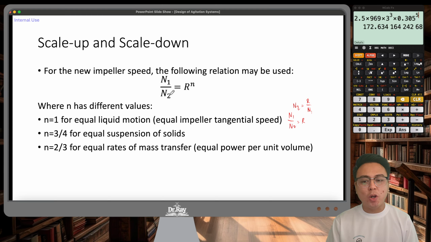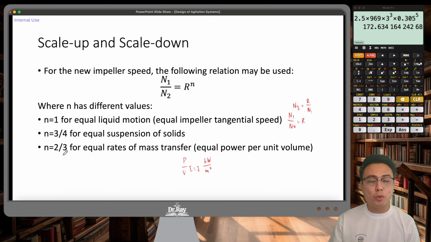The parameter small n becomes 3/4 if your goal is for equal suspension of solids, and it becomes 2/3 if you want to get equal rates of mass transfer or equal power per unit volume. Power per unit volume, no? This is oftentimes expressed in kilowatts per cubic meter. That's power per unit volume, or watts per cubic meter. If you want to keep this equal, then n becomes 2/3.